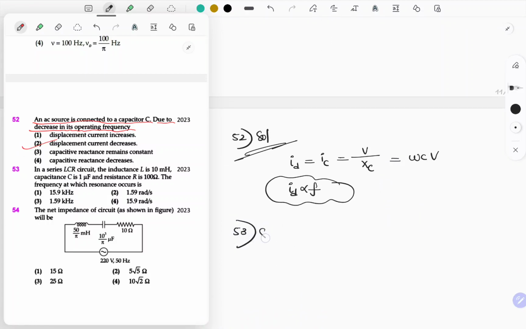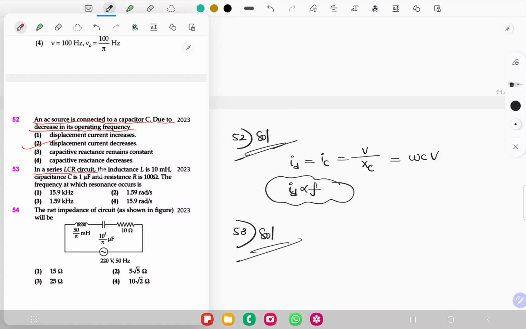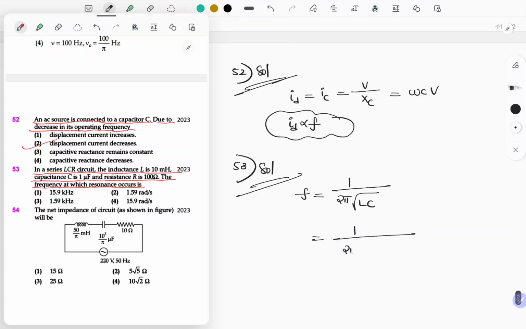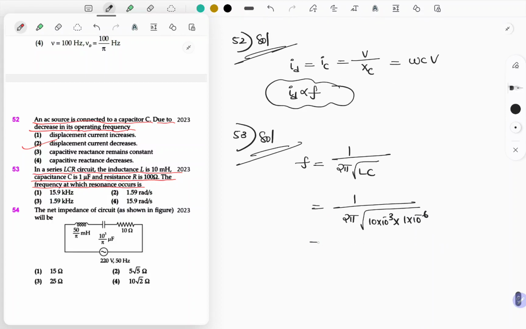Okay, next question number 53. In an LCR circuit, the inductance L is 10 millihenries, capacitance 1 microfarad, resistance 100 ohm. The frequency at which resonance occurs. Formula for resonance frequency, F is equal to 1 by 2 pi root LC. So let me substitute: 1 by 2 pi root of L value 10 millihenry, 10 power minus 3. C value is 1 microfarad, 1 into 10 power minus 6. 10 power minus 3 times 10 power minus 6 is 10 power minus 9, into 10, 10 power minus 8.